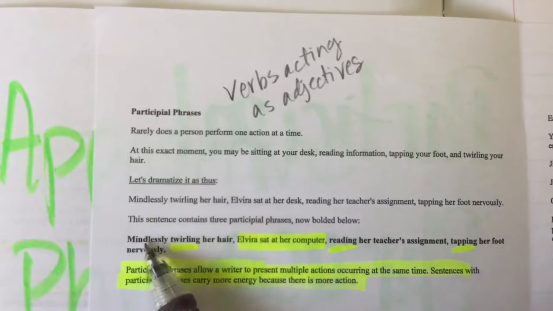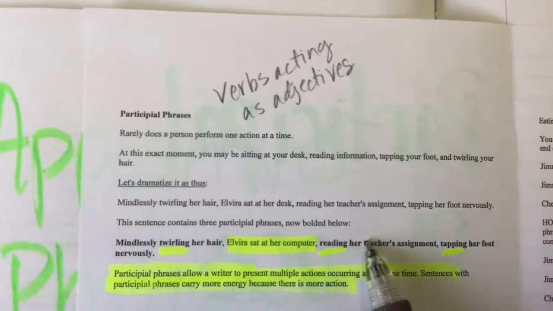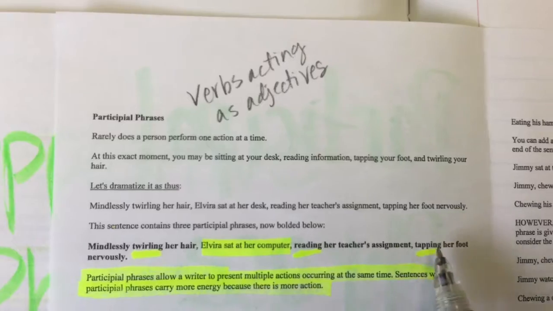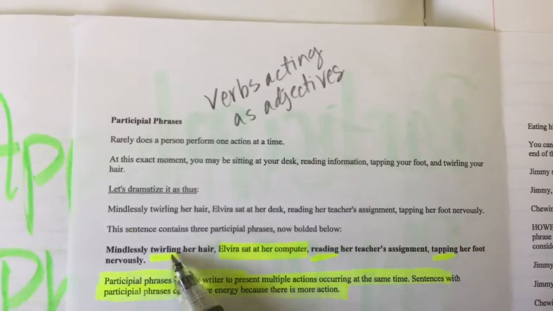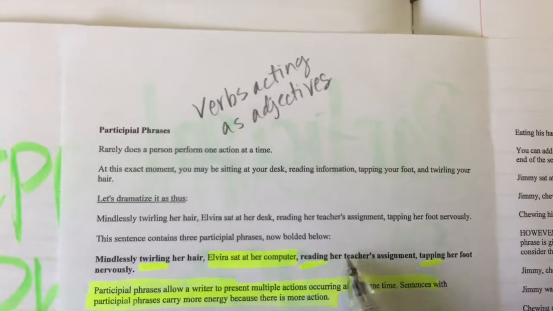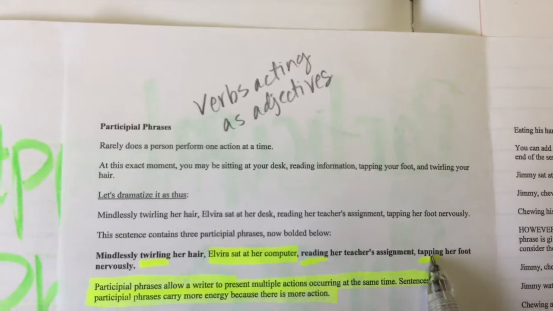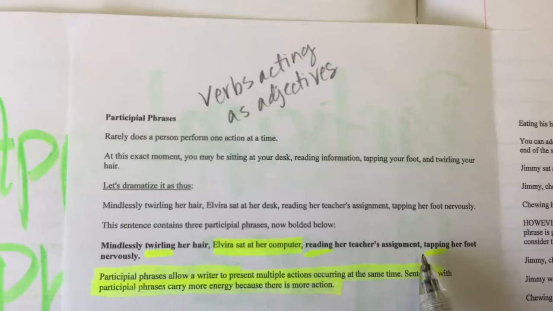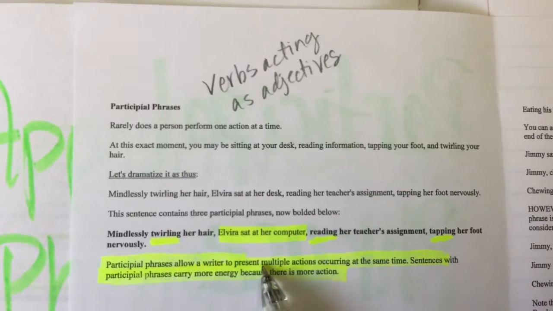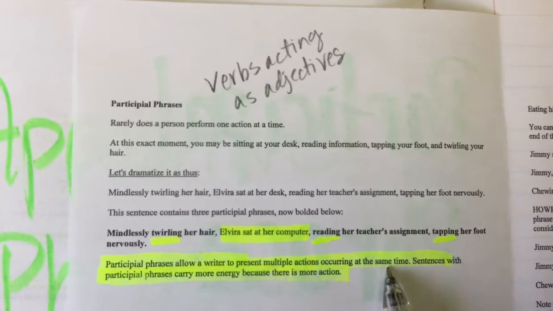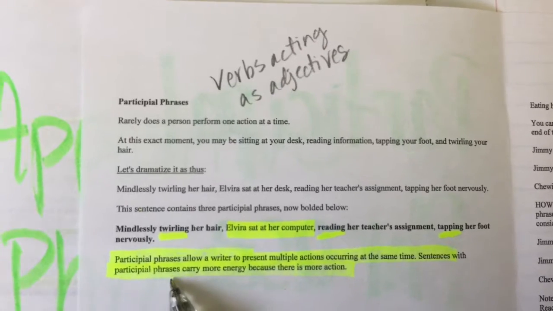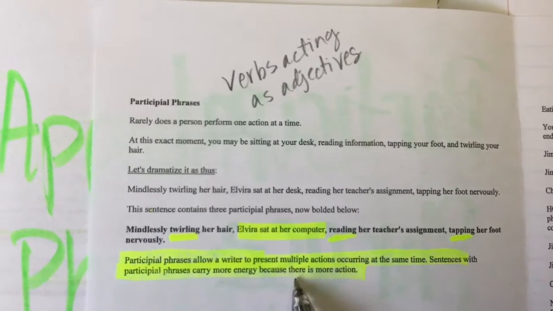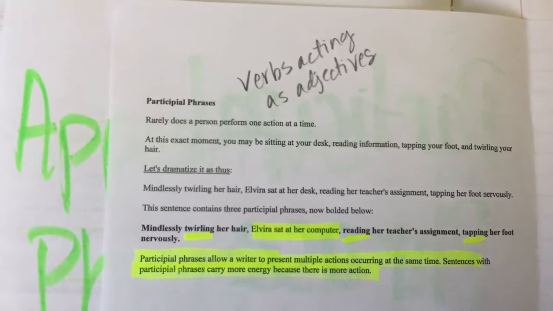What is Elvira doing? She's twirling her hair. She's reading her teacher's assignment. She's tapping her feet nervously. This is the participle, right? They look like verbs, but they're being used as adjectives. Participial phrases allow a writer to present multiple actions occurring at the same time. Sentences with participial phrases carry more energy because there is more action.